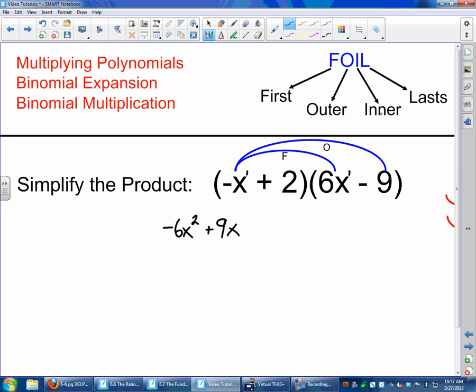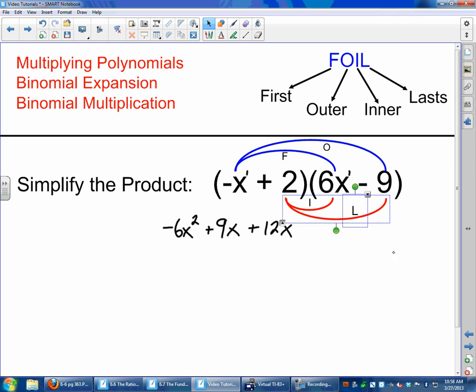After outers comes inners, and that's going to be the 2 innermost terms of the binomials. So we'll take a +2 times a +6x, which will give us 2 times 6 is 12, +12. No x's times x, bring an x with. And then finally, the L of FOIL stands for lasts, and that's the last term in each binomial. So in that case, we're going to take the +2 times the -9. And a positive times a negative is a negative. 2 times 9 is 18.